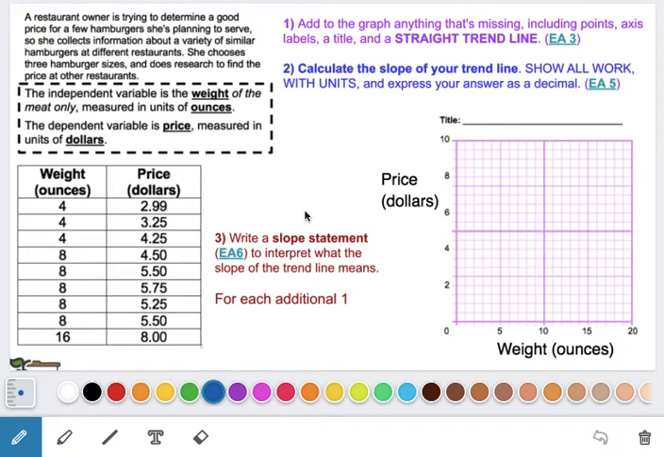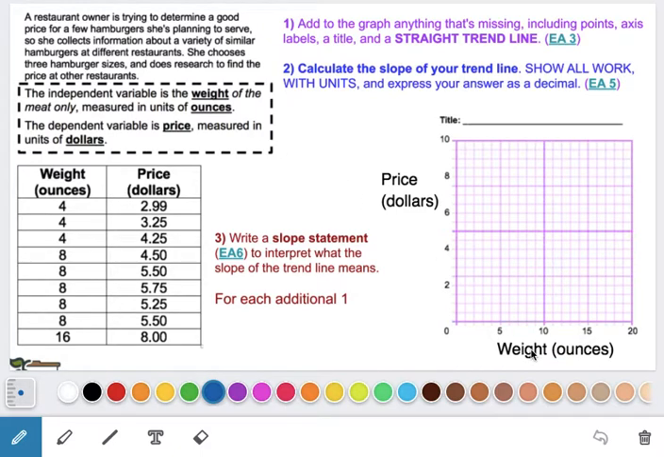Alright, this is a quick video about how to get started when you're asked to make a graph from a data table. Question 1 says, add to the graph anything that's missing, including points, axis labels, a title, and a straight trend line. So the points are going to come from these numbers in the data table, but the first thing to do, in my opinion, is to actually label the axes of the graph.